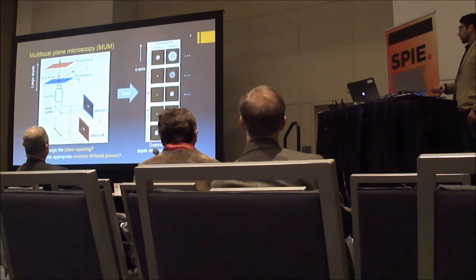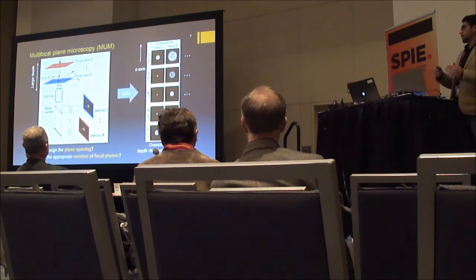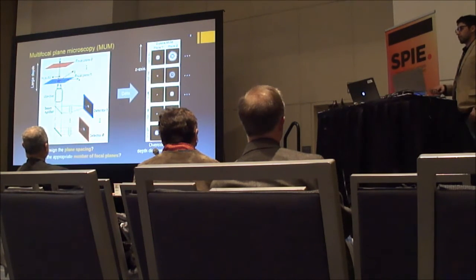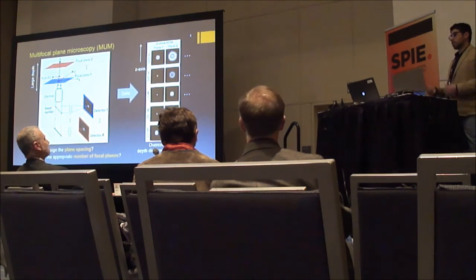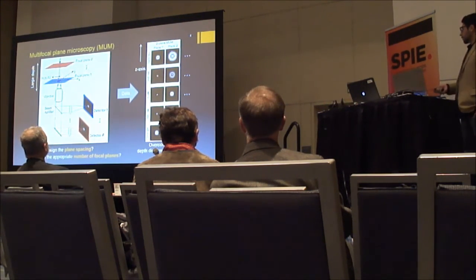For example, it seems like if we increase the number of focal planes, we can enhance the accuracy. And the reason is that it seems like we are improving the spatial sampling in the z direction. But remember, we also split the photons using these beam splitters. So it gets a little bit complicated, and this is what we're trying to address in this research.